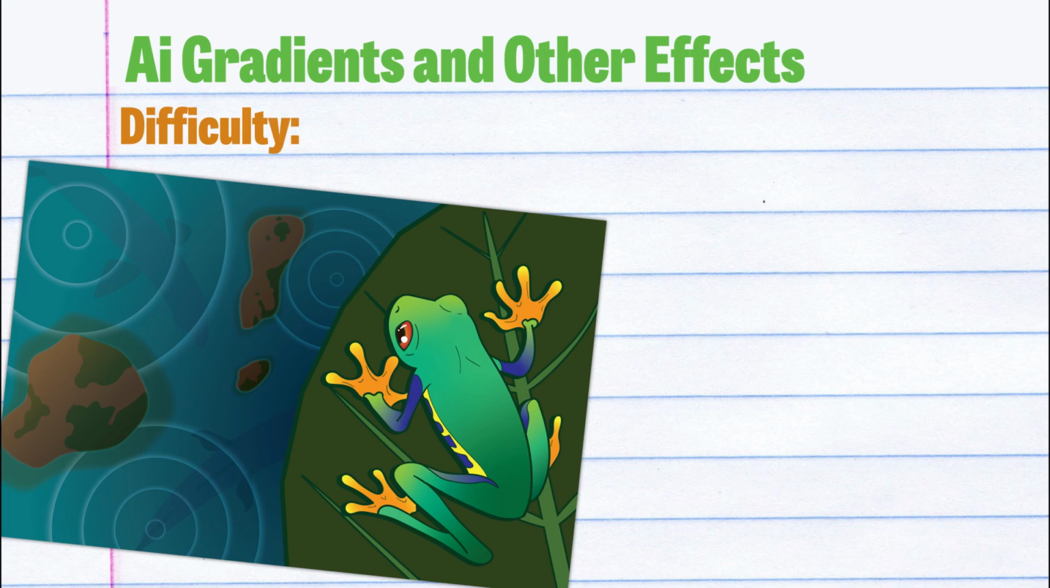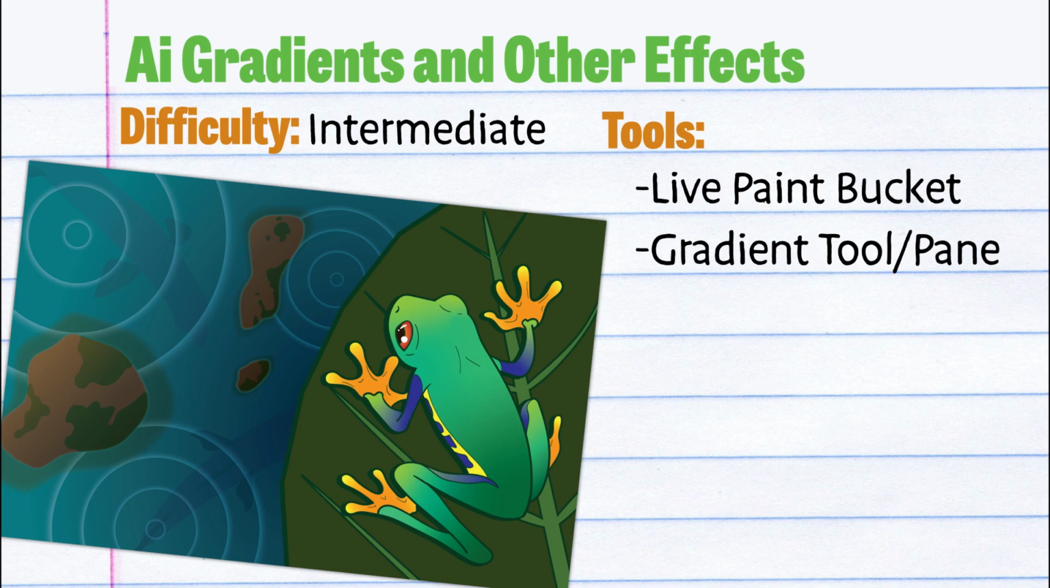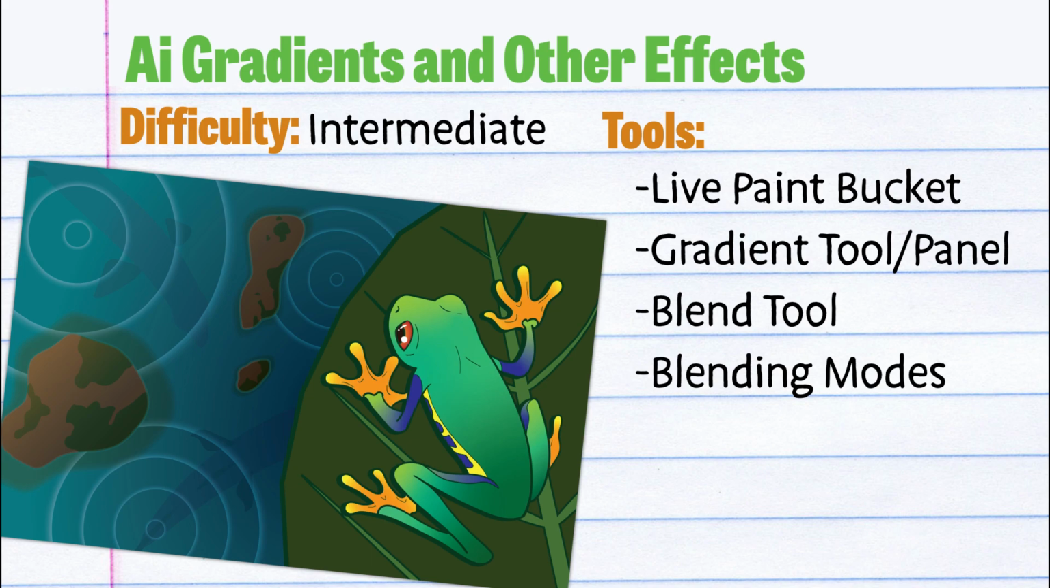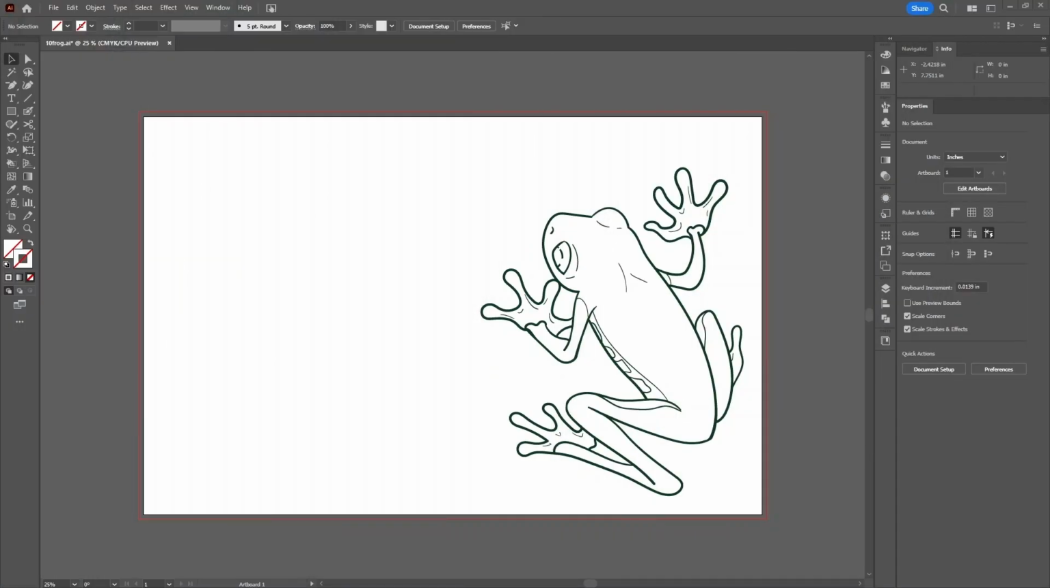Hi folks, today we're going to work on this art print in Illustrator. We'll experiment with the live paint tool, we'll work with gradients, we'll use the blend tool, we'll play with some of the blending modes available in Illustrator, and we'll also work with some of the envelope distorts and the effects available within the program. So let's start off by opening up the file here.